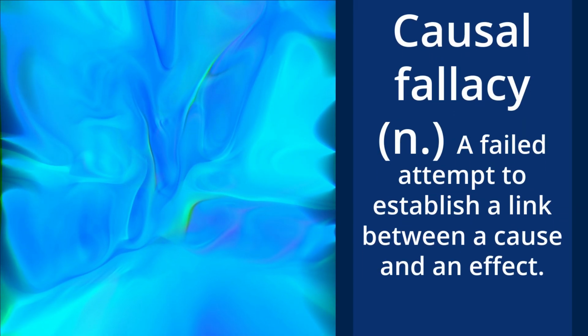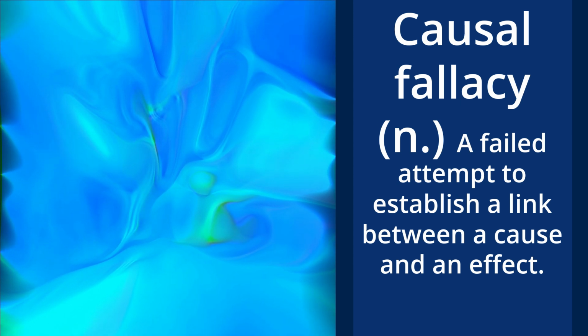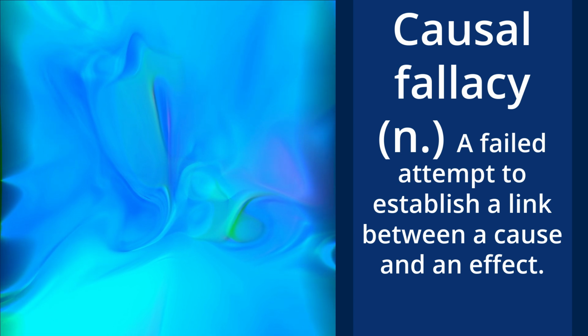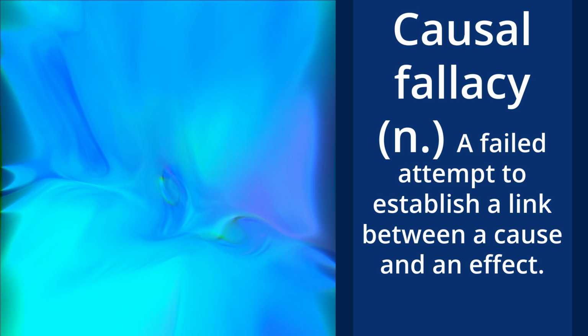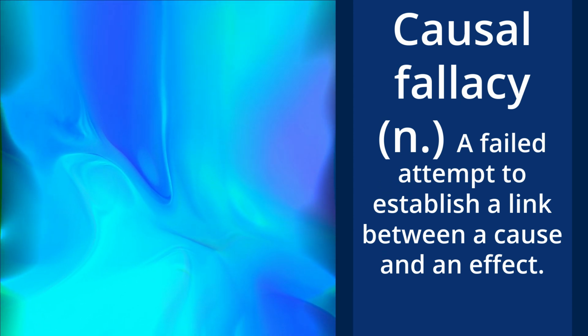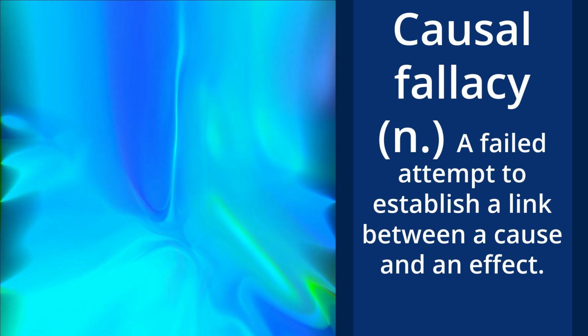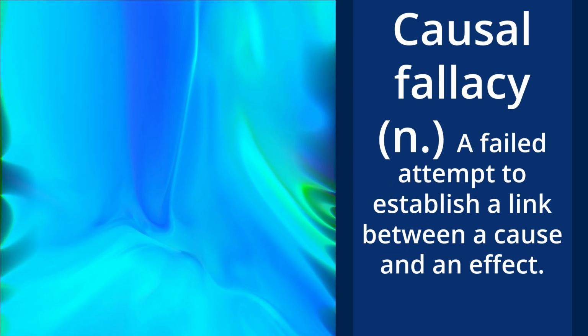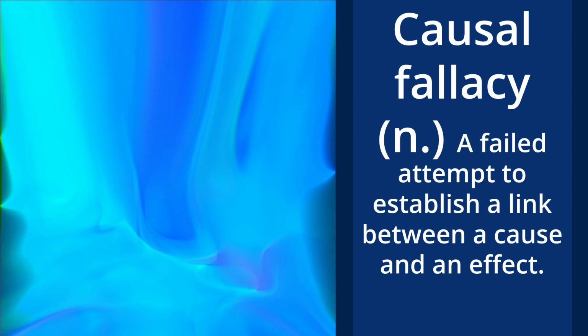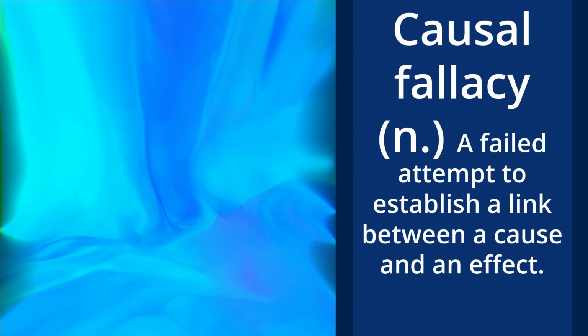Causal reasoning depends on the idea of a necessary relation between two or more events. Events A and B are said to be causally related if event A, the cause, is necessary to explain event B, the effect. Errors in causal reasoning fail to establish this relationship. These errors are called fallacies. Let's look at three common causal fallacies.